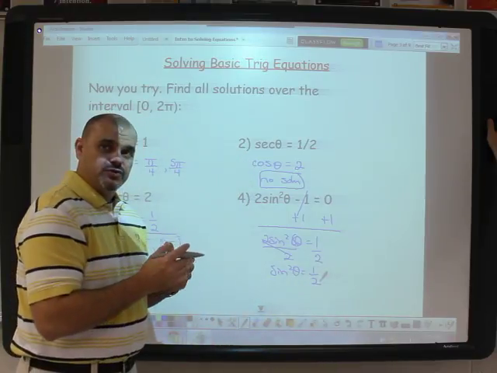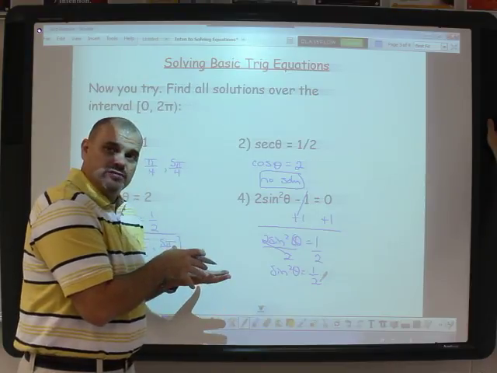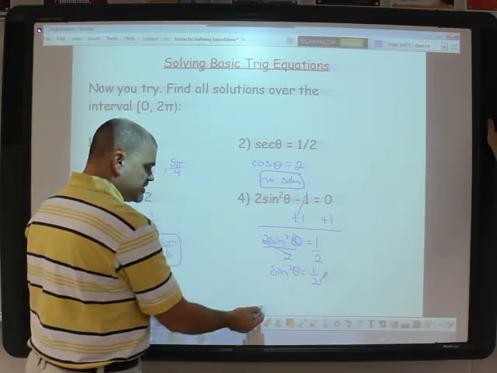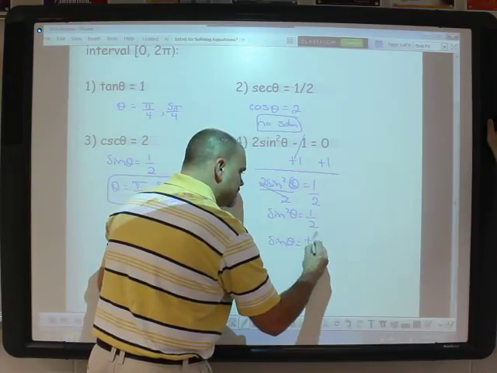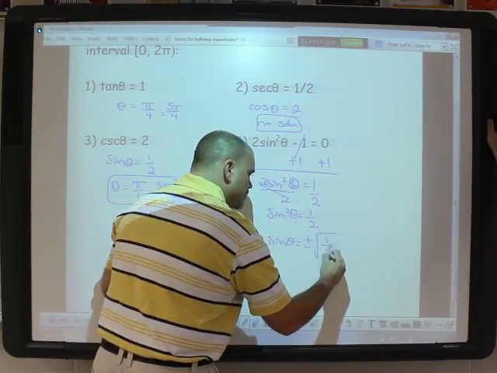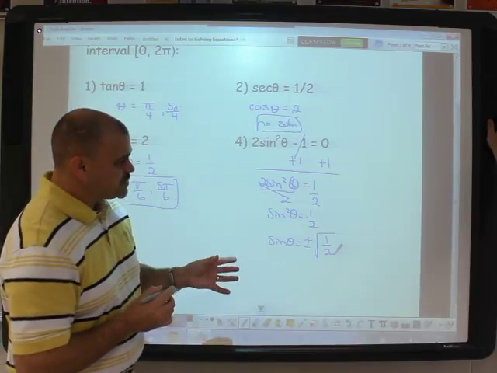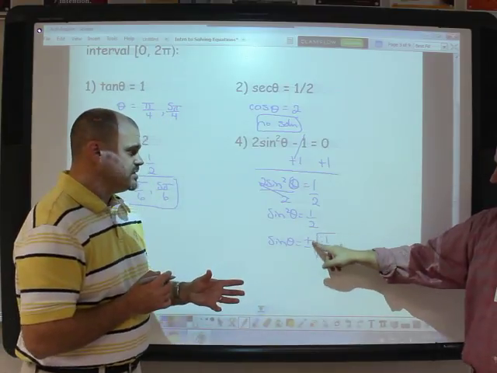So of course, to undo the square on sine squared theta, we've got to take the square root of both sides. So when we do that, the sine of theta equals plus or minus the square root of a half. So plus or minus the square root of a half is a fourth, right, Mr. Simmons?